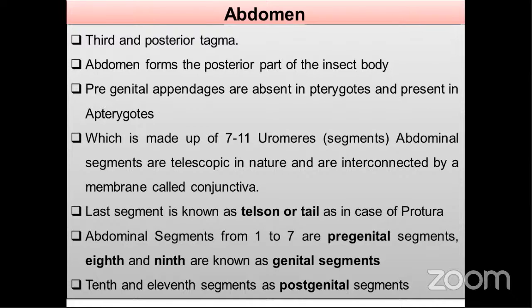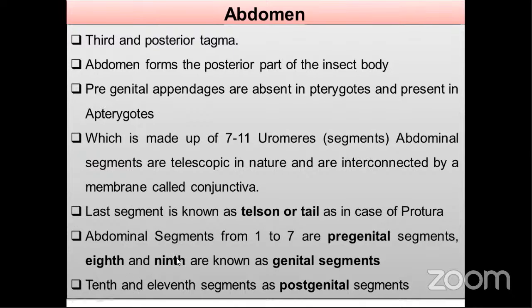The genital segments are present in the 8th and 9th abdominal segments. Before the genital segments are pregenital, and after the genital segments are postgenital. Abdominal segments are 1 to 11: 1 to 7 are pregenital, 8 and 9 are genital, and the remaining 10 and 11 are postgenital segments. This classification is based on the genital organs: pregenital, genital, postgenital.